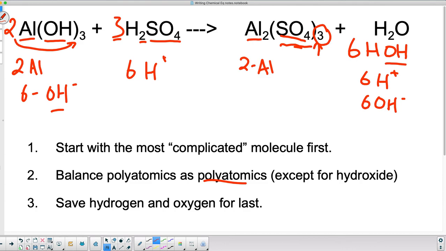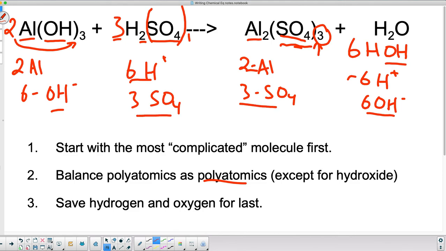Okay, so now I have 3 times 1 because if there's no parentheses, then it looks like that. 3 times 1 gives me 3 SO4s. And over here, I already have 3 SO4s because of the 3 there. So let's go back through and make sure that I have the same number for both. So I have 2 aluminums, and over here, 2 aluminums. I have 6 hydroxides. Over here, I have 6 hydroxides. I have 6 hydrogens, 6 hydrogens. I have 3 SO4s, and here I have 3 SO4s.